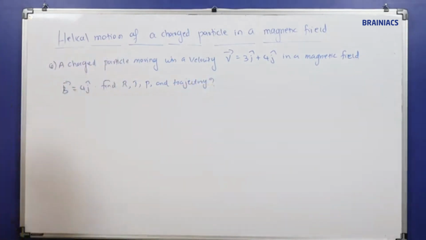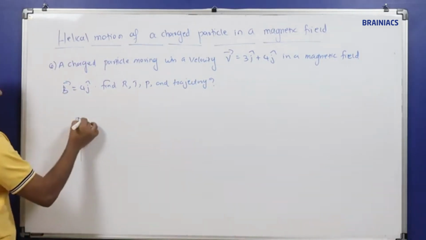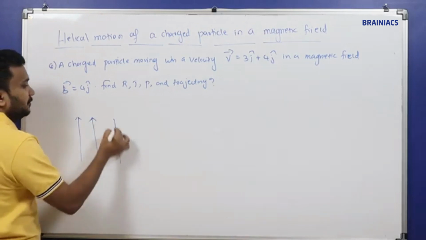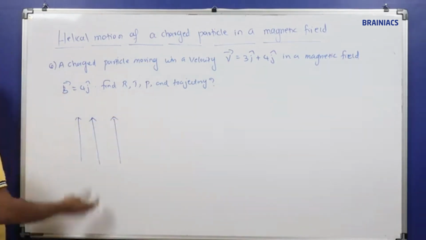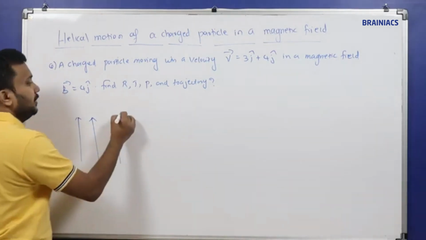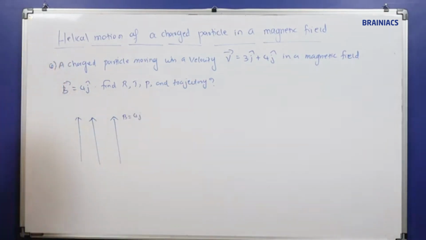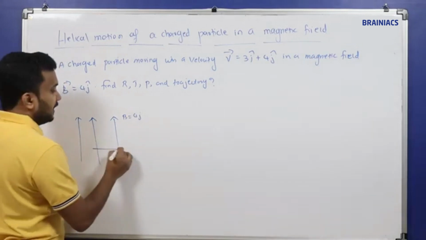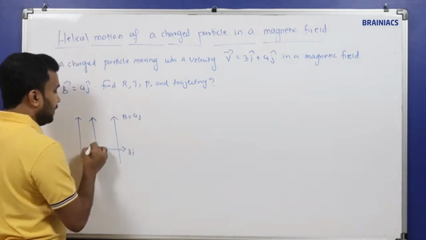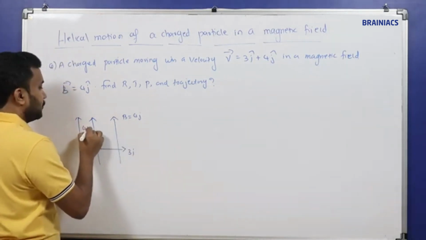So velocity is given as 3i + 4j, and the magnetic field is 4j. We know the magnetic field is 4j, which means it is along the j direction. So B is equal to 4j, and the velocity has two components: one is the x component, which is 3i, and one is the y component, which is 4j.